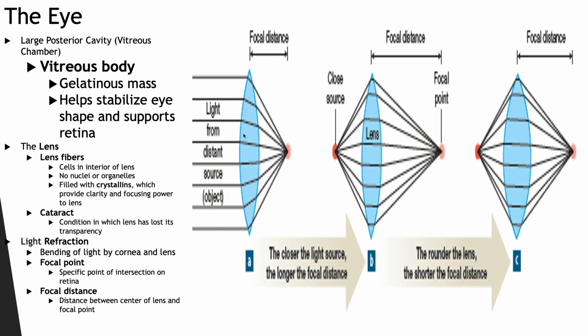Whether in the eye or a camera, the focal distance is determined by two factors. One, the distance of the object from the lens. So the closer an object is to the lens, the greater the focal distance. And two, the shape of the lens. The rounder the lens, the more refraction occurs. So a very round lens has a shorter focal distance than a flatter one.